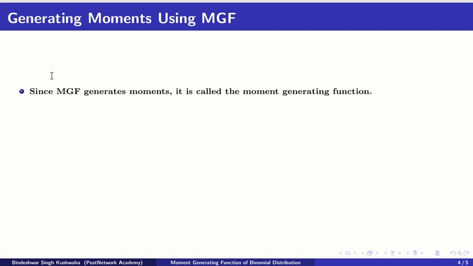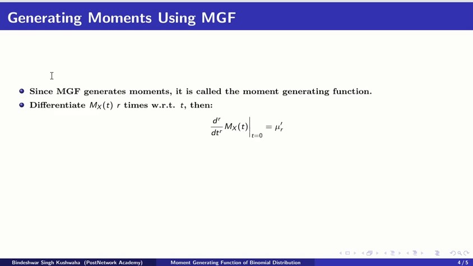It is called the moment generating function because it generates moments. That's why the name is simply moment generating function. But how will it get generated? If you want the first moment, you differentiate the moment generating function the first time and put t equal to 0. For the rth moment, just differentiate r times and put t equal to 0. You will get that moment.